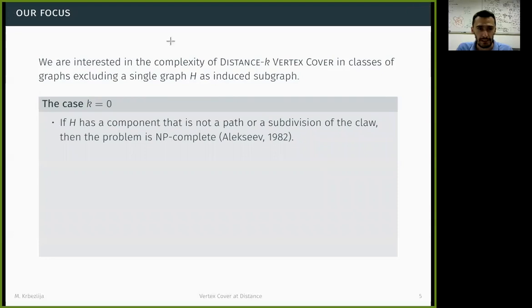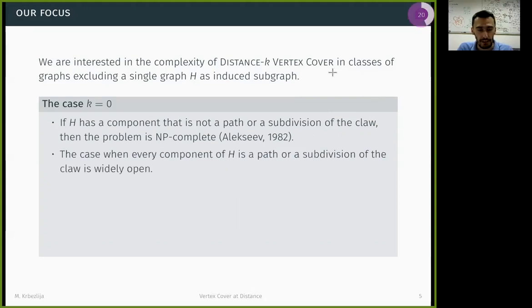Our focus lies in the study of the complexity of the distance k vertex cover in classes of graphs that exclude a single graph H as an induced subgraph. When k equals 0, it was shown in 1982 by Alekseev that if H has a component that is not a path or a subdivision of the claw, then the problem is NP-complete. And the claw is this little graph of 4 vertices.